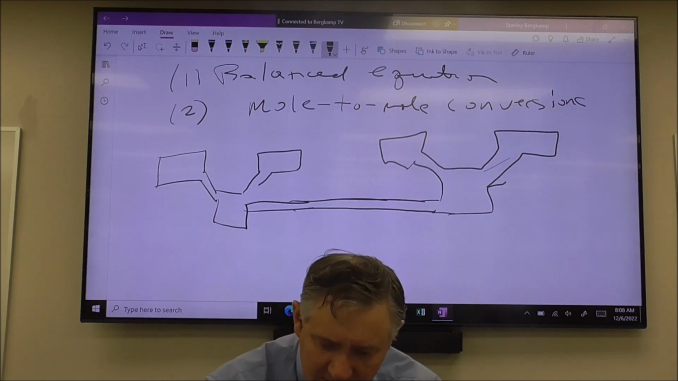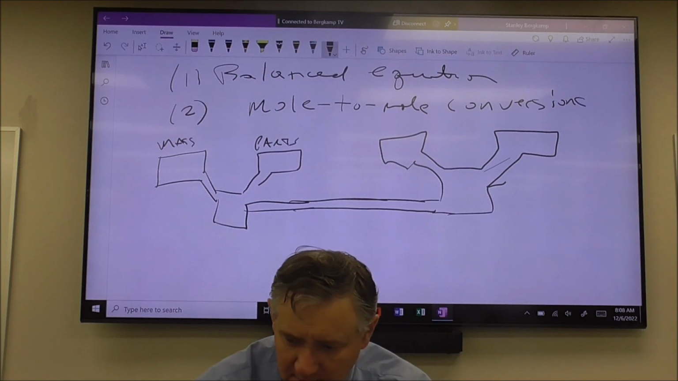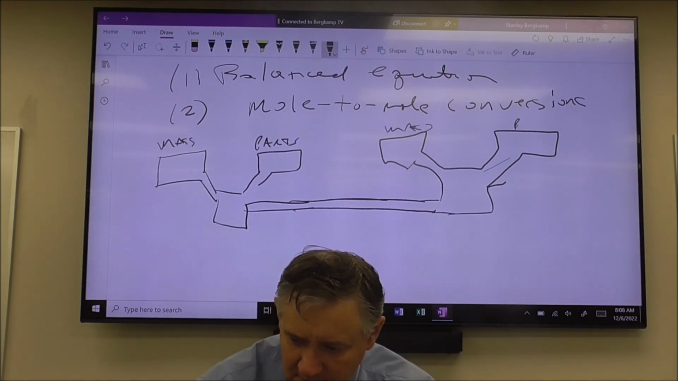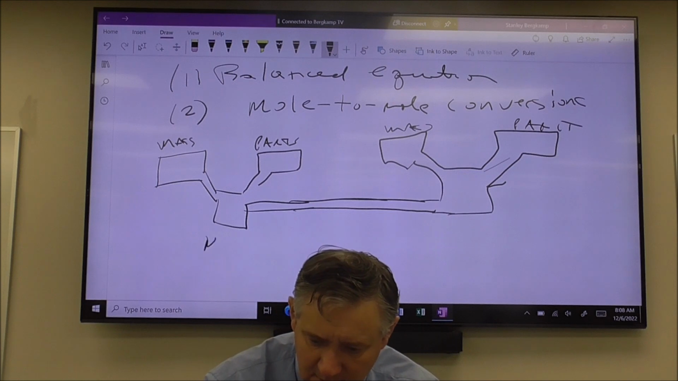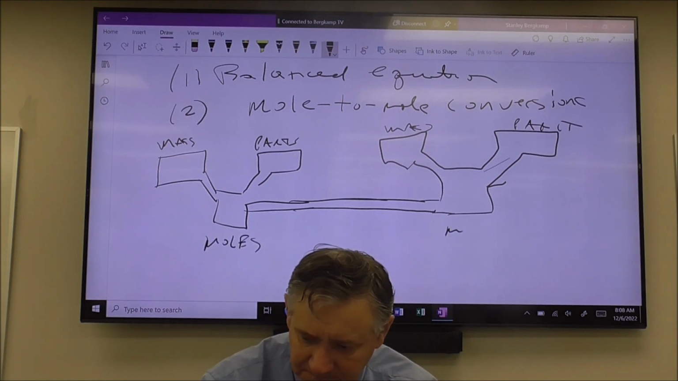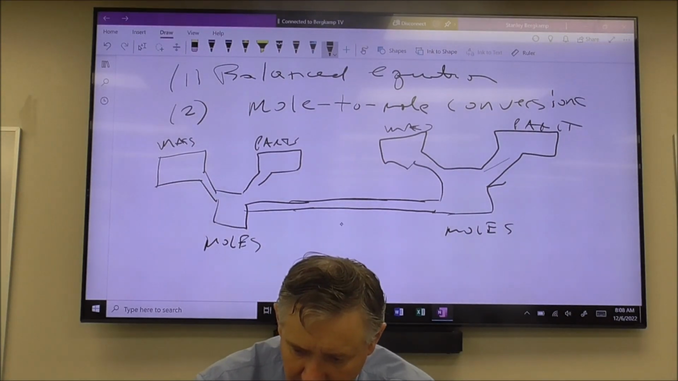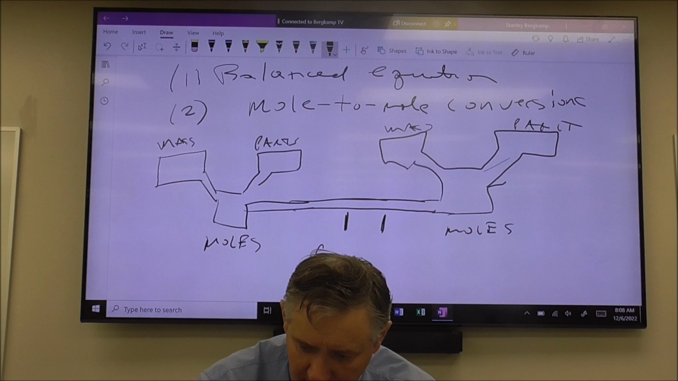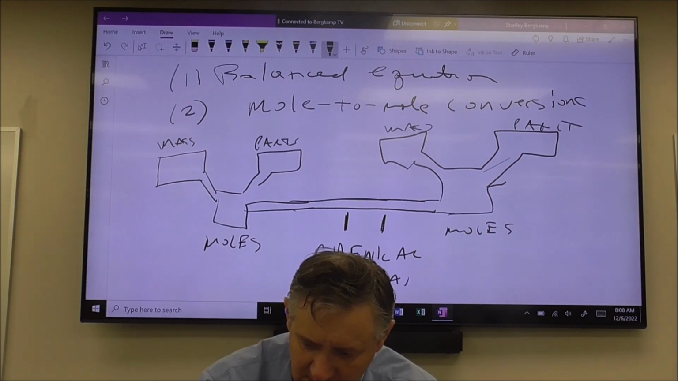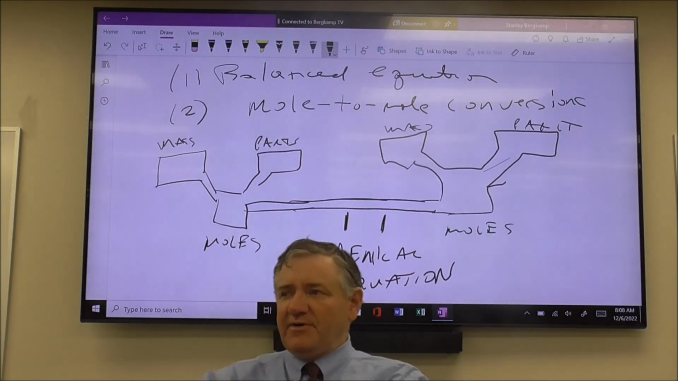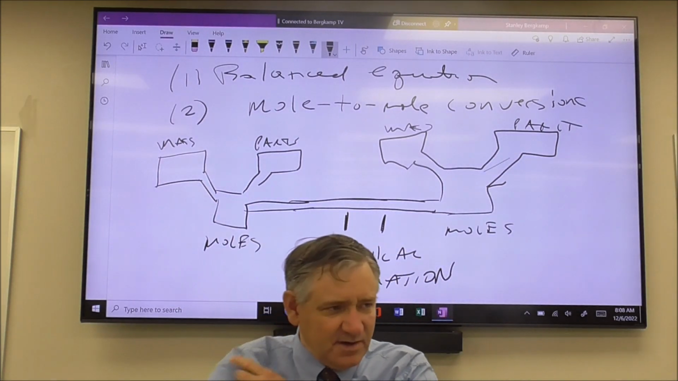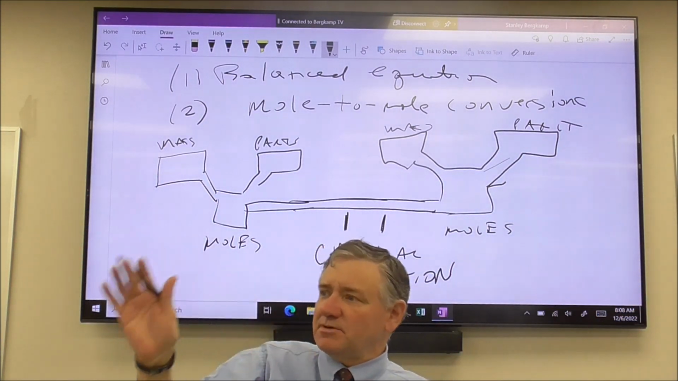Okay. So here was mass, parts, mass, parts, moles, moles. So now, basically what we've done is that we've added another mole to it, okay? We've added a different type of mole, but it's the exact same process.